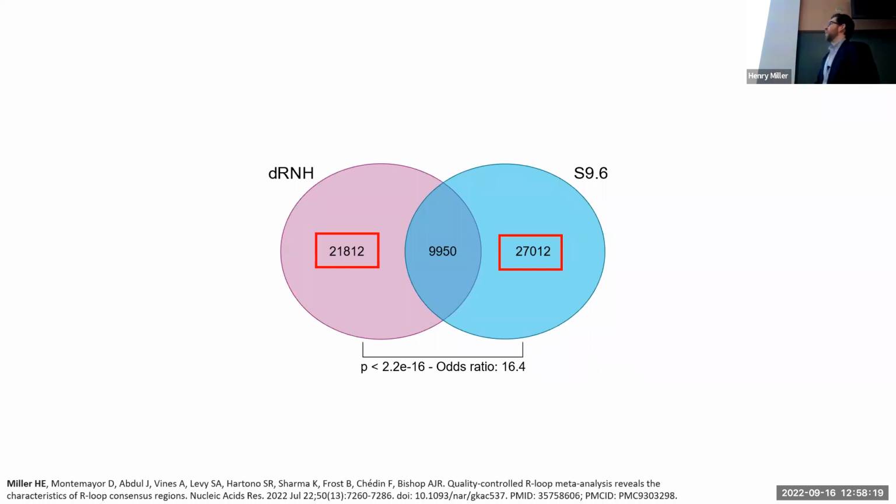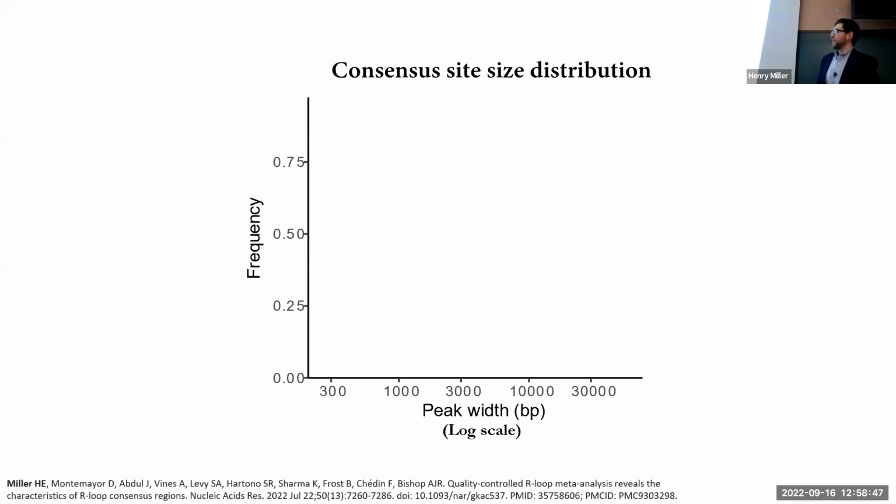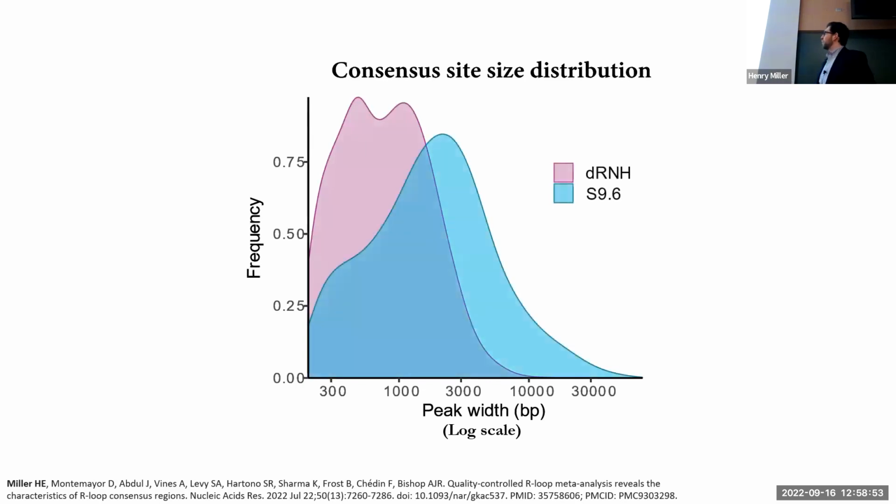And again, we have set a very high bar for the quality of the samples we used here, as well as a high bar for what constitutes a consensus peak. So we're quite confident about these. These are not spurious, and they likely represent some facet of true differences in R loop biology that I wanted to explore further. So I then asked the question, well, what makes these R loops different from each other? The first thing that I looked at was the size of the consensus peaks. I saw this is about the size for DRNH, and S9.6 was a little bit larger.